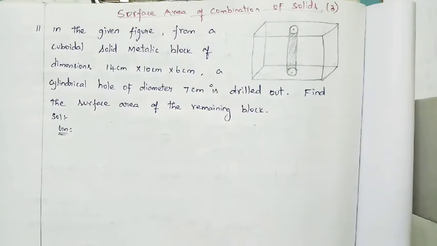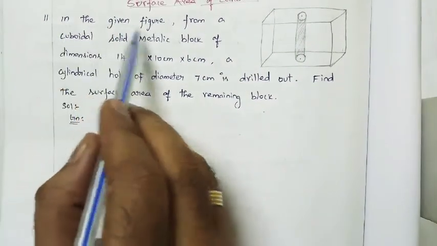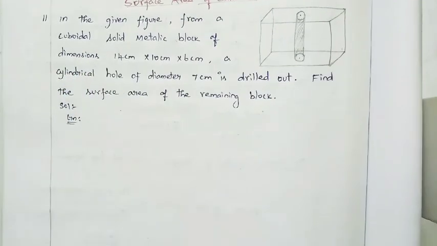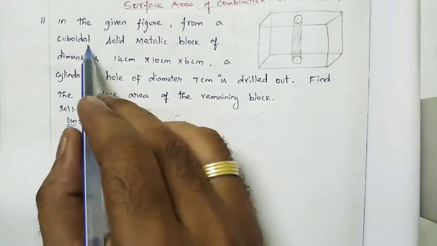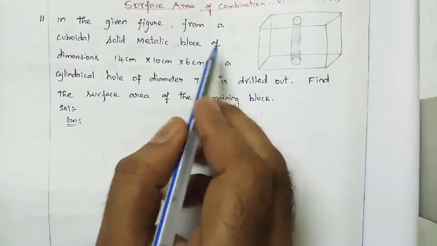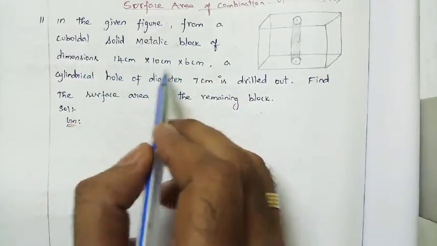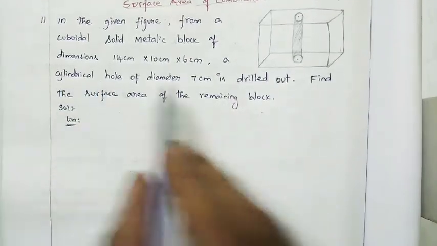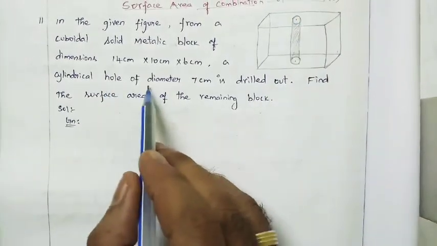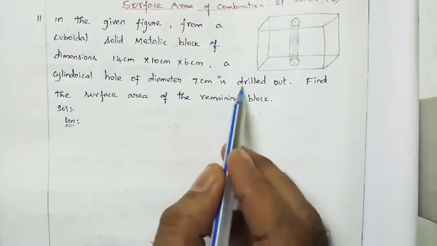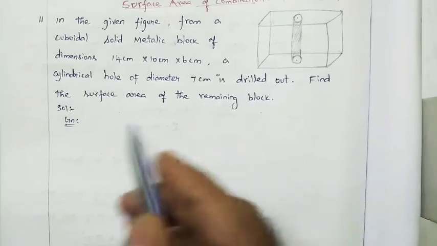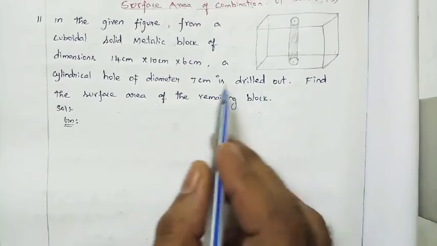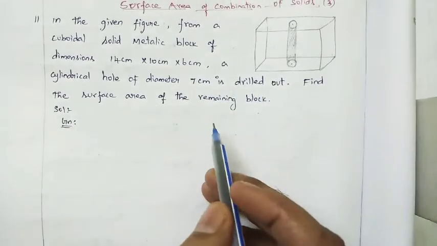Today is sum number 11. In the given figure, from a cuboidal solid metallic block of dimensions 14 centimeter into 10 centimeter into 6 centimeter, a cylindrical hole of diameter 7 centimeter is drilled out, putting a drill and taking out. Find the surface area of the remaining block.